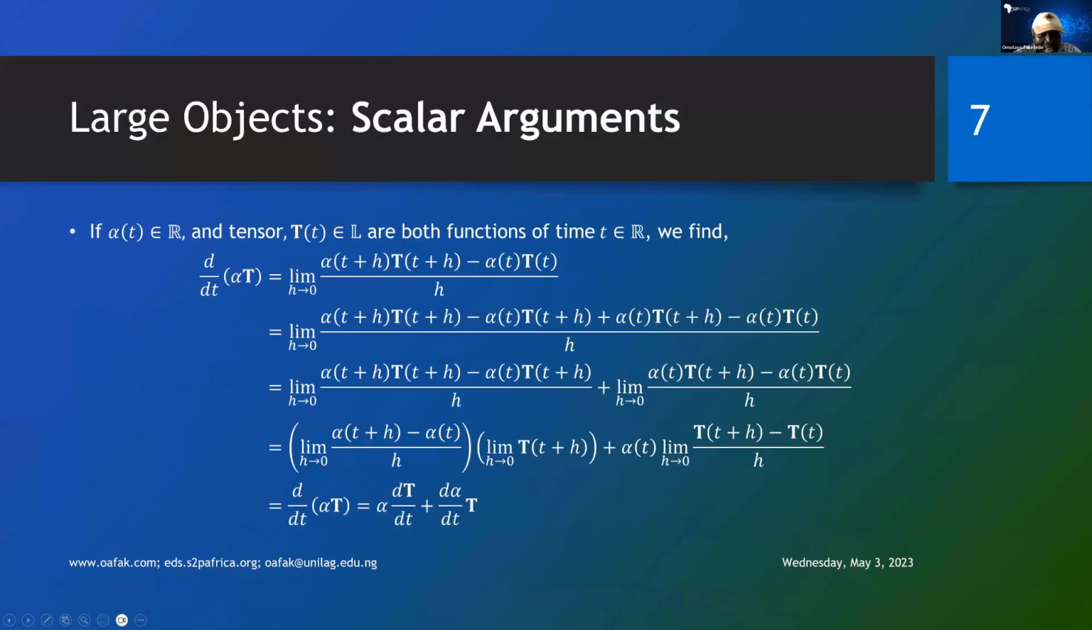So, large objects with scalar arguments. If you have alpha times T, so this alpha is a scalar, T is a tensor, and you want to differentiate the product, the answer is alpha, you differentiate one, and then you differentiate the other, T. Each of these two terms is a tensor, because the T is a tensor, and it doesn't change the tensor nature when you differentiate with respect to a scalar. And in the second one, alpha remains a scalar, and a scalar multiplying a tensor gives you a tensor.